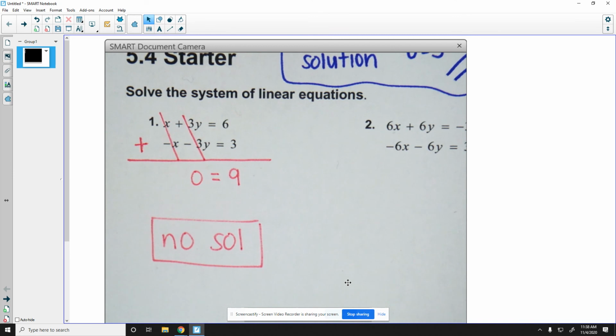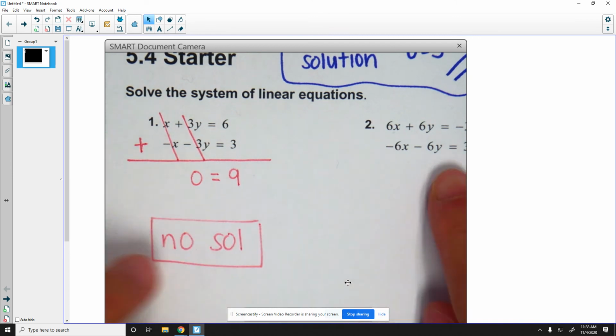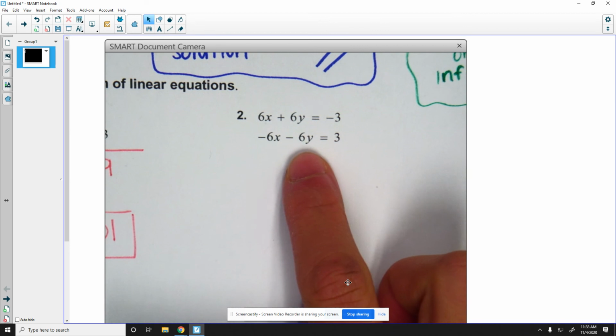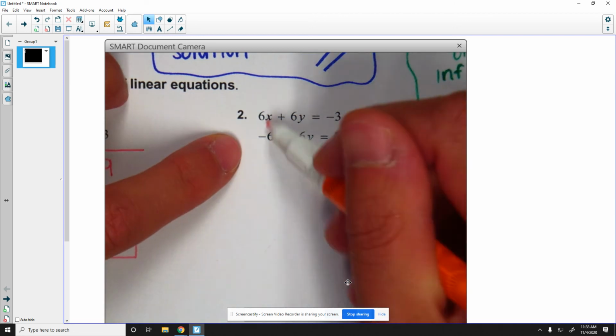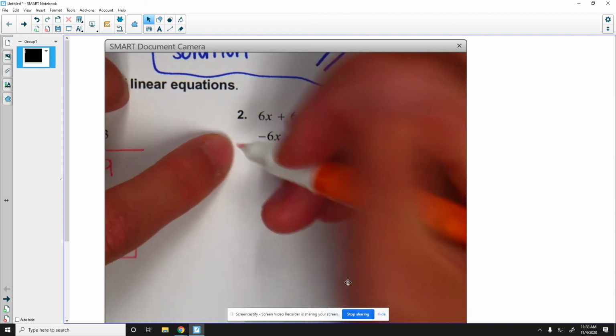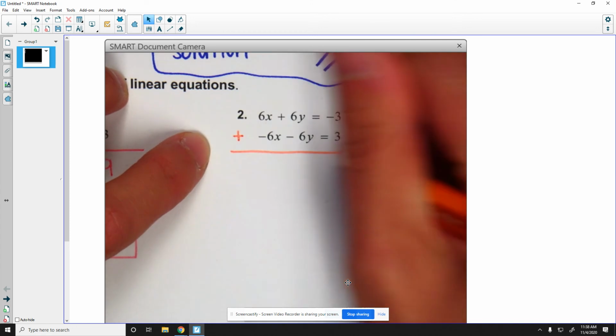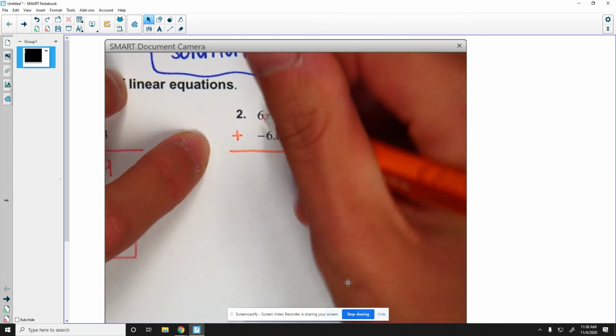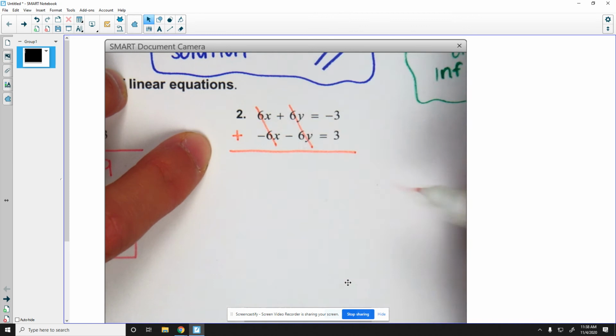Let's do the second one. Now I can solve it any way I want to, but look at how the problem is set up. What would be the easiest way to solve this one? Lance? Elimination again, right? Because look, x is on top of x's, y is on top of y's, numbers on top of numbers. So let's add them. 6, negative 6 cancels out. 6, negative 6 cancels out.